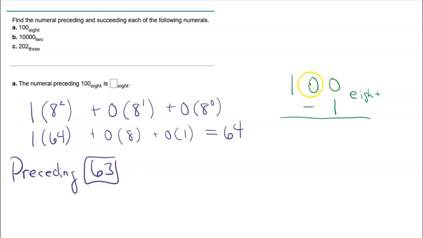I'm going to have to borrow from this 0, but I don't have what I need there either. So I'm going to have to scoot over here and borrow this 1. Now remember what this 1 means. It is 1 times 8 to the squared power. So I'm going to knock that down to 0 because that's my only choice. Now I'm going into the 8 to the first column. Does that make sense? Well, remember what 8 squared meant. That's 8 times 8. This is also 8 times 8. So I'm okay to knock that down to 0.